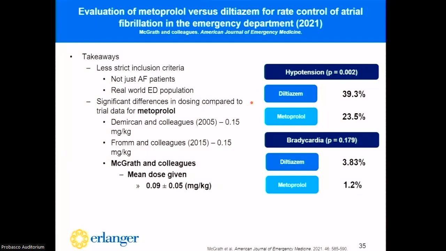They also saw significant differences in metoprolol dosing, so potentially underdosing metoprolol in this study compared to our previous trial data. So in reality, where we don't see a difference between diltiazem and metoprolol, are we potentially underdosing metoprolol? There was more hypotension in this observational study with diltiazem, and also more bradycardia, but not statistically significantly different.